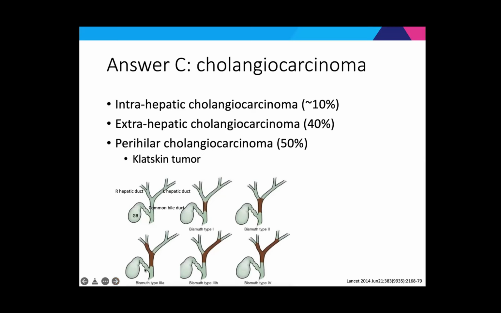In Bismuth type 3A, you involve the confluence as well as the right hepatic duct. In type 3B, it involves the confluence plus the left hepatic duct. And in type 4, it involves the confluence plus both hepatic ducts.